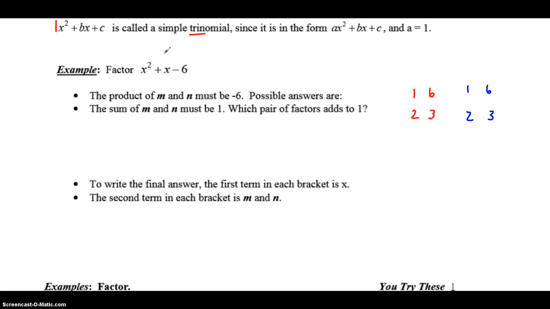We've got an x squared, we've got our x, and we have our constant. The number in front of the x squared is a 1, and that's what makes it simple. All right? So what we need to look at here is what are the b and c values. So the a is 1, which is what we need. The b value here is 1, the number in front of the x, and the c value is negative 6. So I know that I need two numbers that multiply to negative 6 and add to positive 1.